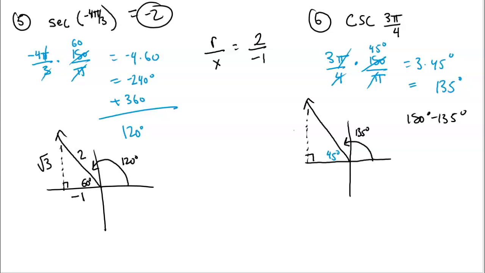My y is positive. My hypotenuse is also positive, but my x is negative. What do I know about cosecant? Cosecant is made up of r over y this time. So this will be root 2 over 1, or just root 2.